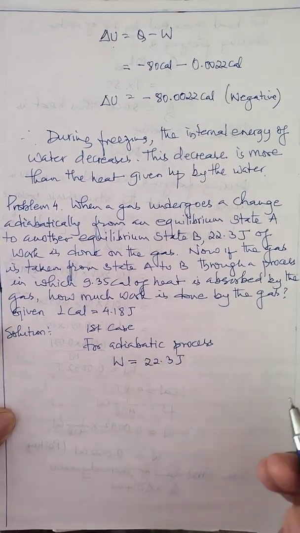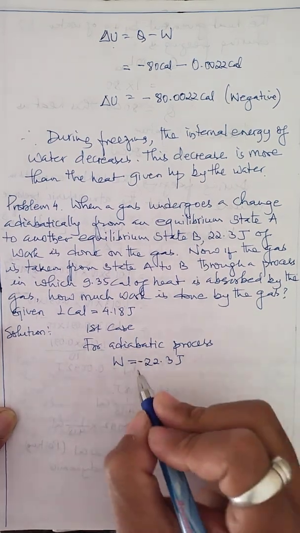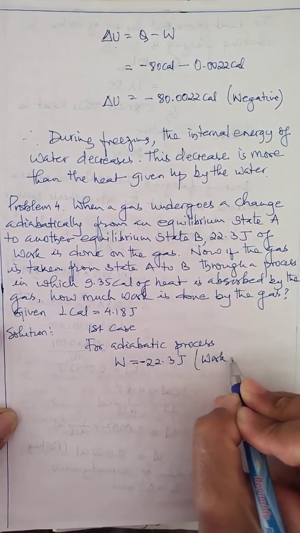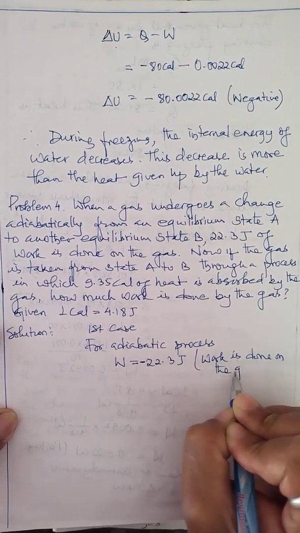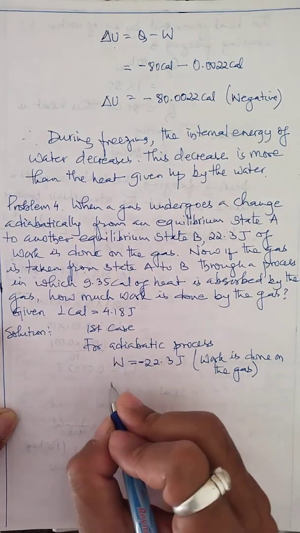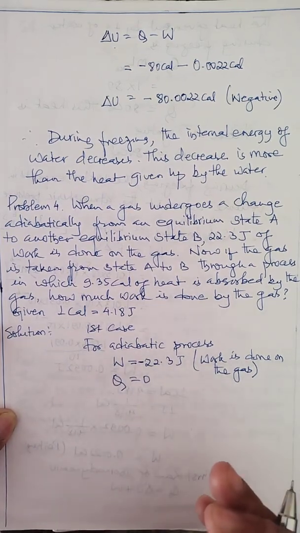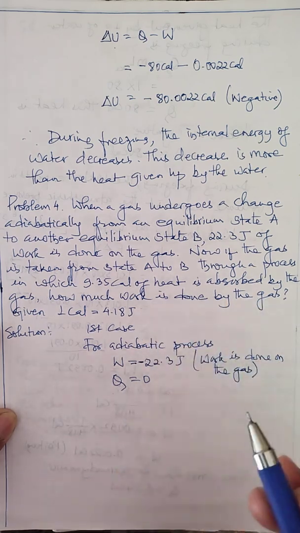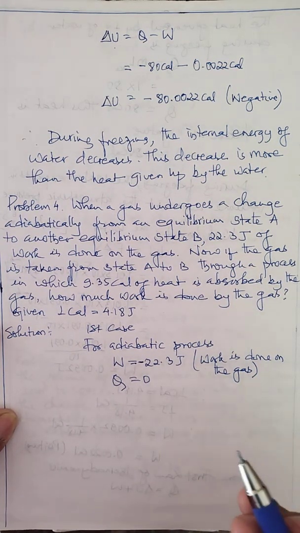and this work done is 22.3 joule. But children, you know that when work is done on the gas or on the system, that work done is taken as negative. So this work done I am taking with minus sign, because work is done on the gas, which is our system. But under the adiabatic process, Q is always 0, means there is no heat exchange between the system and the surrounding. So for adiabatic change from state A to state B, Q is simply 0.